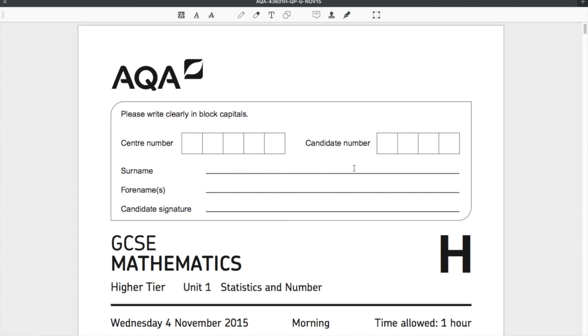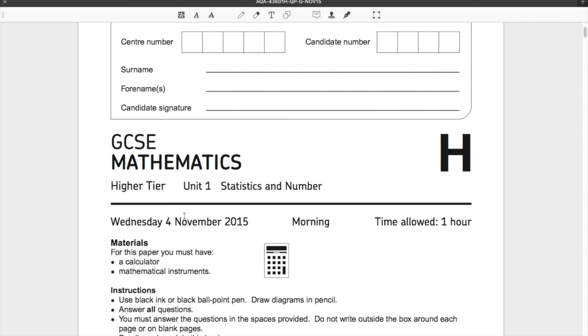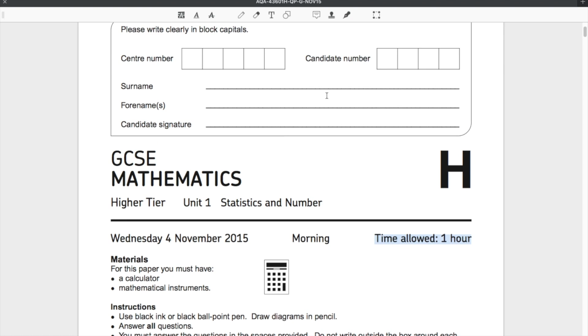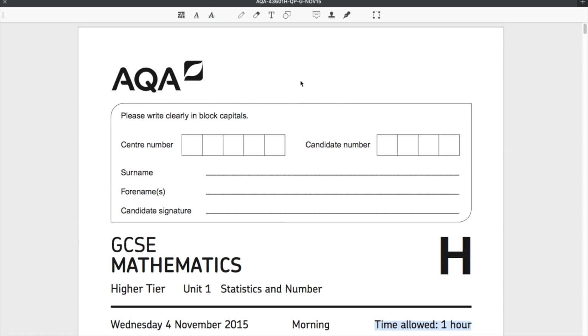Hello guys and welcome to the GCSE Mathematics AQA Unit 1 Higher Tier Statistics and Number paper. This was the November 2015 paper and it's the same as the series for the June 2015 papers. We're allowed 1 hour for this paper and I'm going to take you through it step by step. So let's get started with question 1.